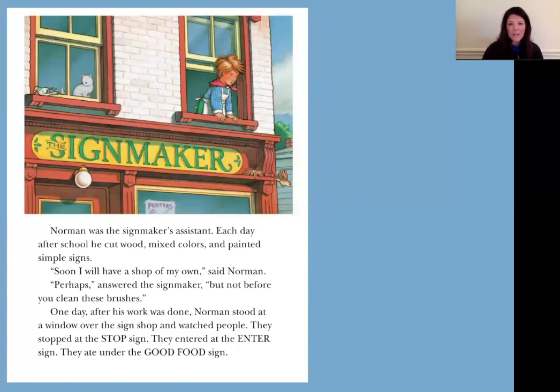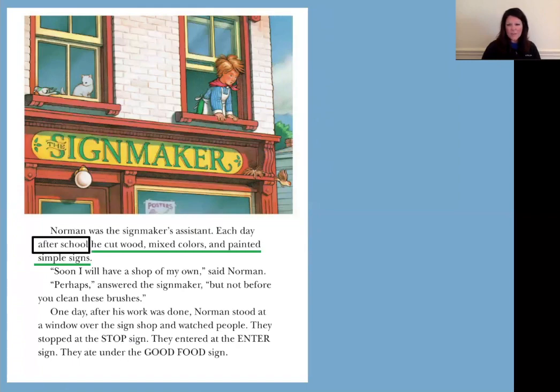Okay, so we learn a little bit about Norman on this page. What did you learn? Well, I noticed that he does a lot at the sign maker shop. He cuts wood, he mixes colors, and he paints simple signs. Did you notice anything else? Yeah, that seems like a lot of work. And he does it after school. So he goes to school during the day and then goes to the shop and helps the sign maker.